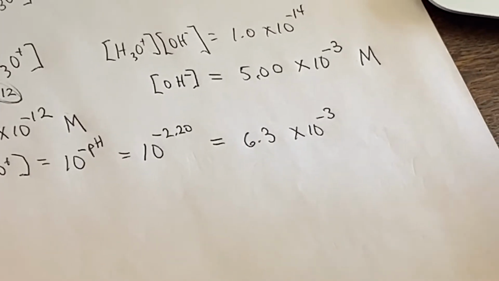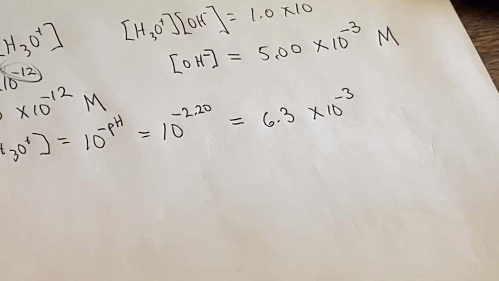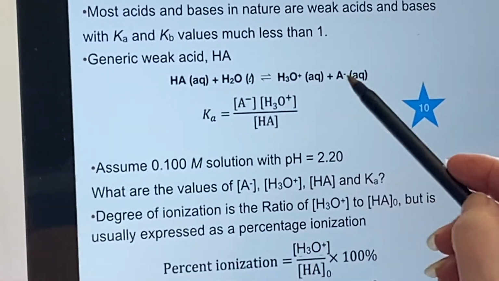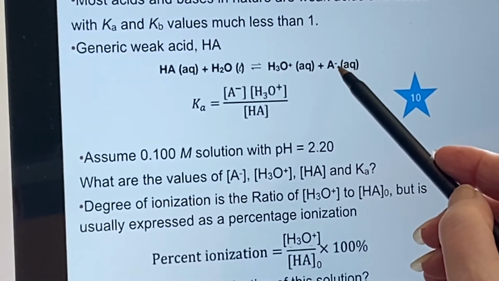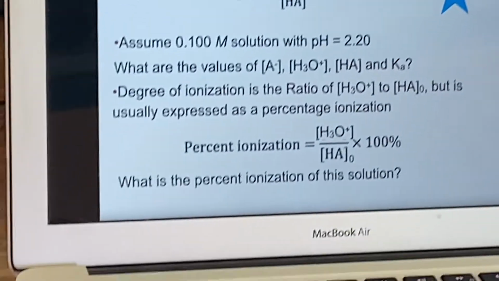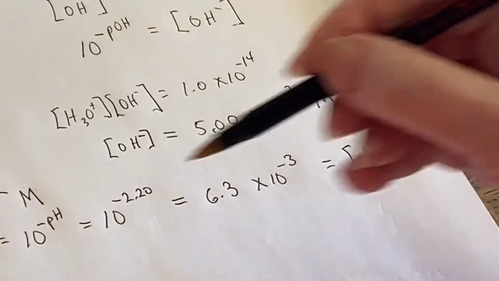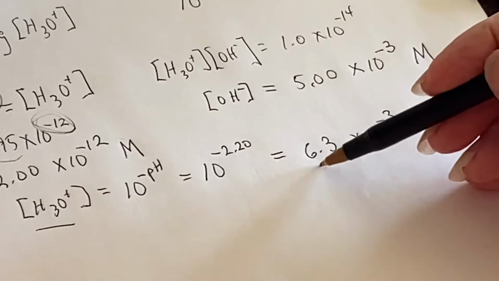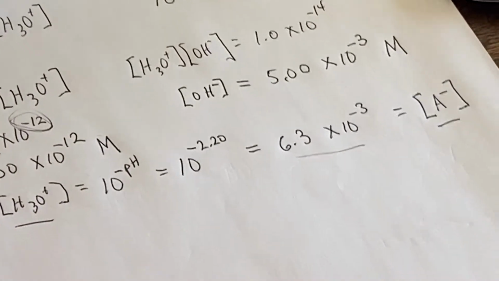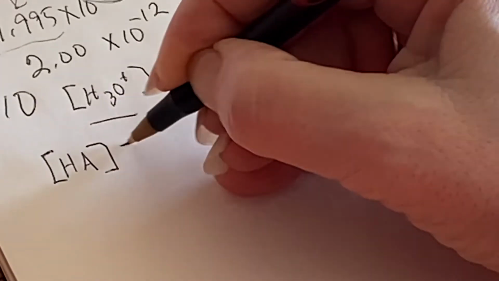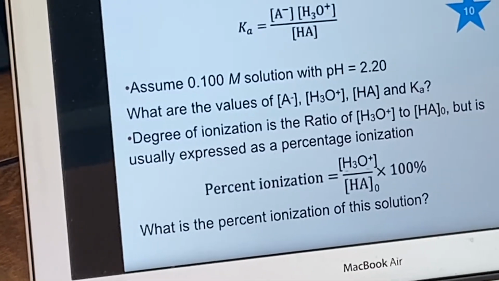All right, what else is true about this? Well, because these are products from when this falls apart, that means I also know that that is the same concentration for whatever the anion was. So I got 2 of them already. They're both this number. What about HA? What is it? Well, they told me what it started at. It was 0.100 molar.